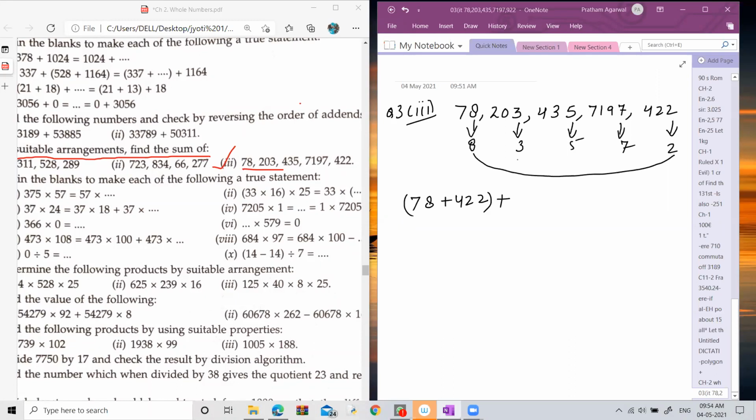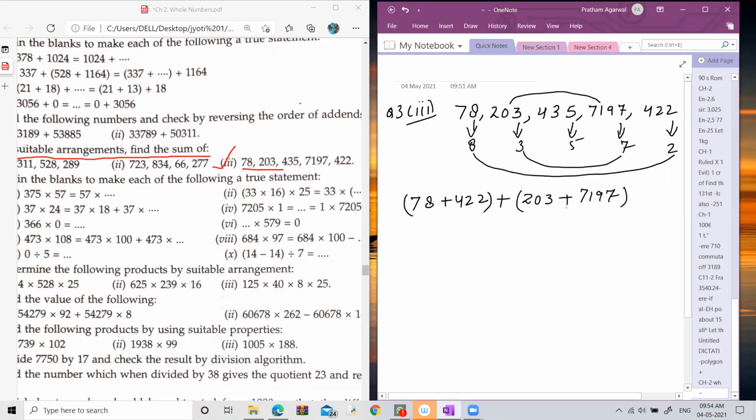You have the ones place digit of these numbers, 3 and 7. Which number do you have to add to 3? 7. If you add 3 with 7, it gives you 10. So I'm making the pair of 203 with 7,197. Write together 203 plus 7,197. Okay, Charu, but take care from the next time.